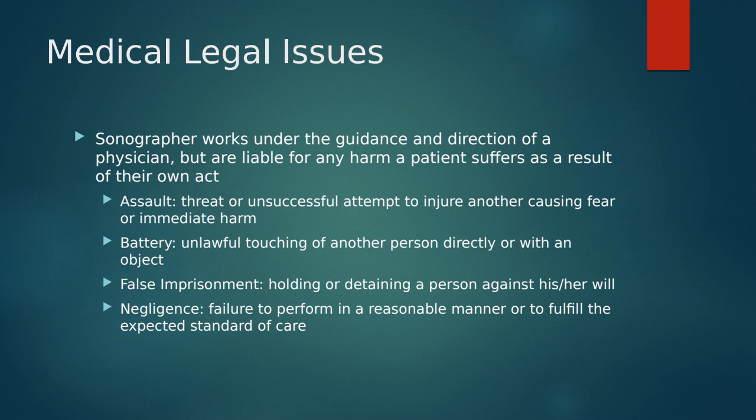So assault is going to be if we were to threaten or unsuccessfully attempt to hurt our patient, either causing fear or immediate harm. That would fall into the category of assault. Battery is when we have unlawful touching of another person directly or with an object. So even our transducer, our probe, that is that object that can result in battery.